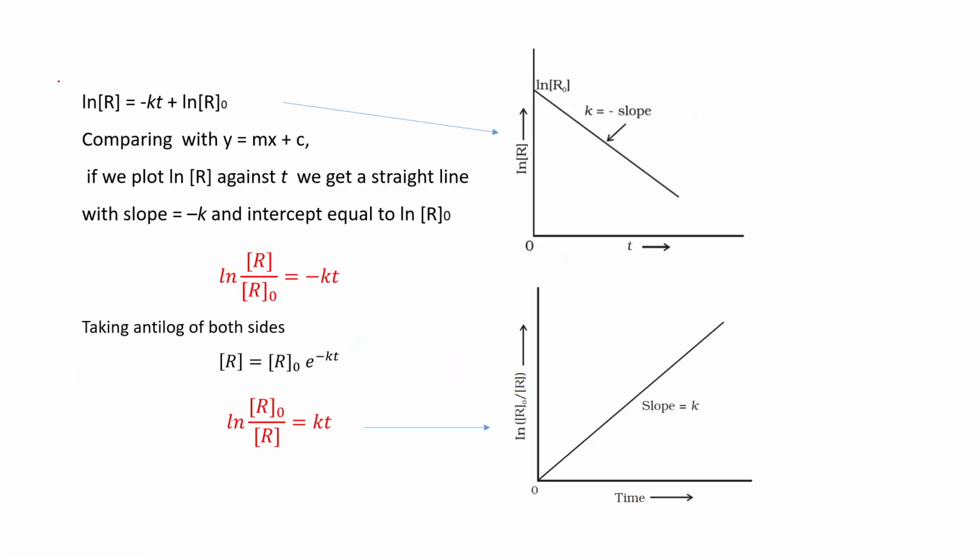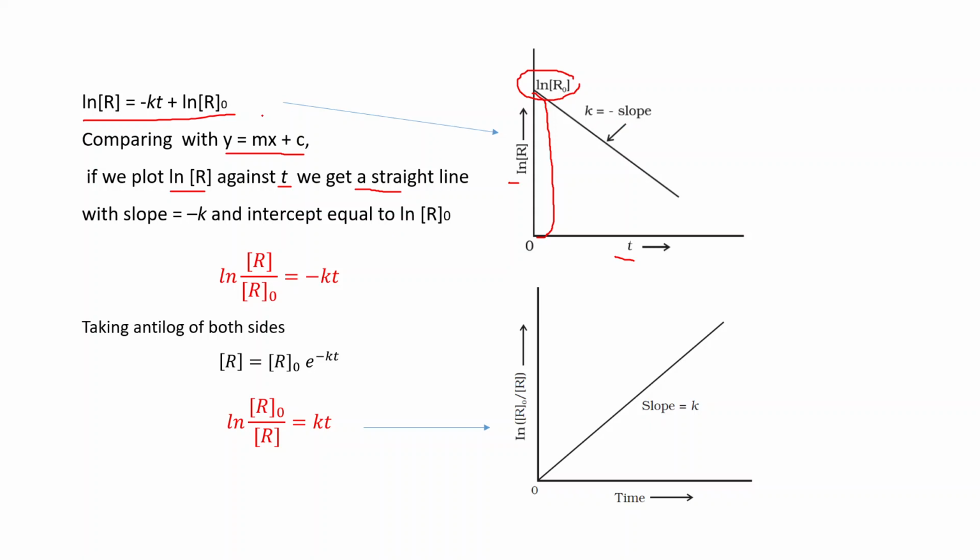Now again see this equation. According to this equation, if we compare, this is the equation of a straight line, y is equal to mx plus c. It means if we plot a graph between ln R against t, we get a straight line like this. This is ln R on the y-axis, t is on the x-axis, and this is the intercept. This intercept is equal to ln R naught, and the slope of this equation is equal to minus k, or we can say k is equal to minus slope.